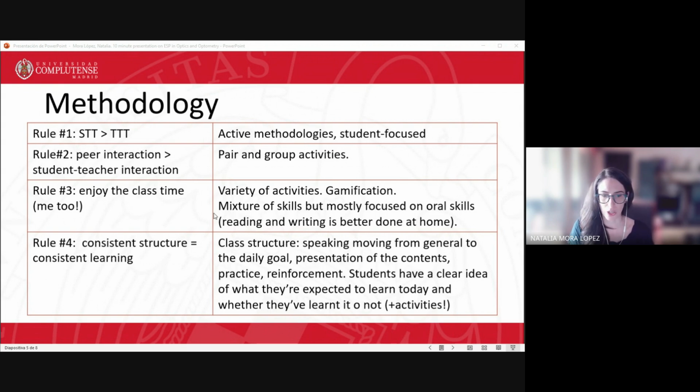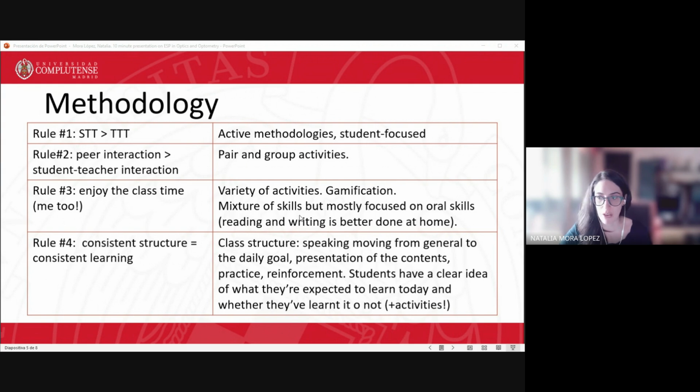So we go to the daily goal. Then we have the presentation of the contents, which is not necessarily lecturing. We can have an activity, or a video in which we have the concepts, for example. So we present the content, then we practice, and then we reinforce, which is we practice again. Usually we have a couple of activities after the presentation and after the speaking in the first place, which is usually not 5 minutes, it's usually 20, 25 minutes, the speaking part. So we have 2 hours.